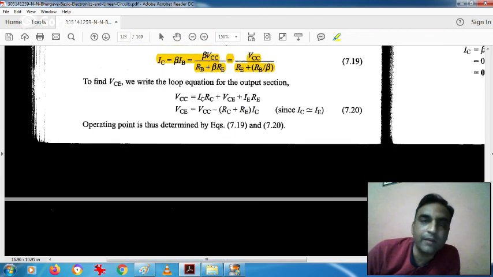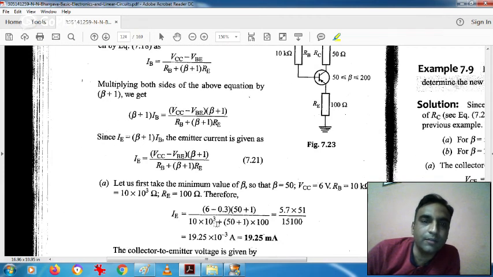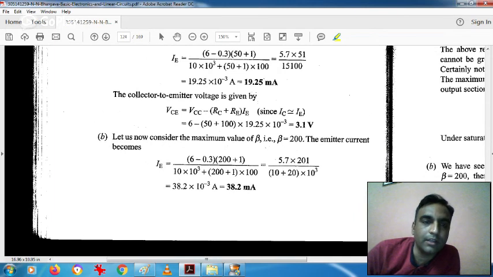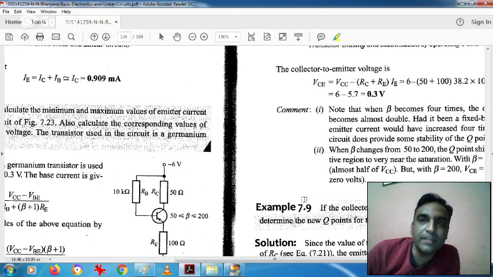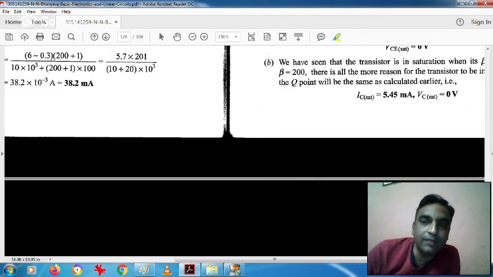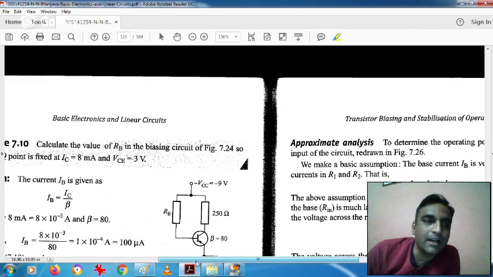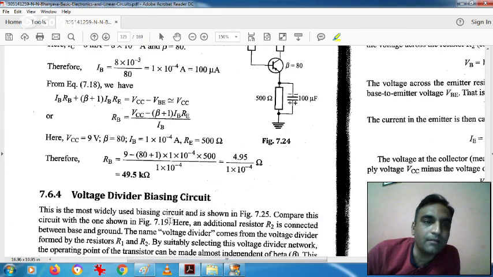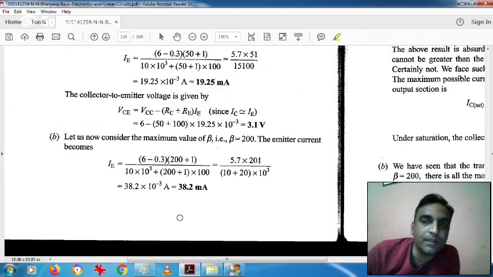I have already provided the book to you. Circuit numericals are given there, so we are not going into the details. Suppose you are told to find the Q point, then also you will be able to do it, because we have already seen the procedure. First we have to find IB, then we have to find IC, and then we calculate the Q point.